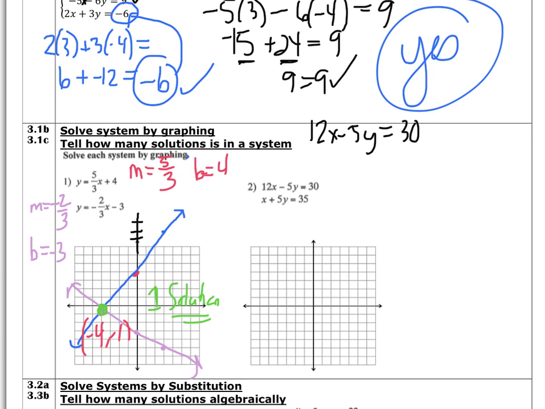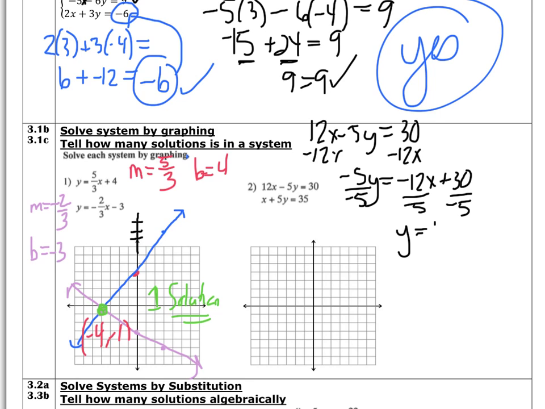I want to get y by itself, so subtract 12x from both sides. That leaves us with -5y equals -12x plus 30. And then I'm going to divide by -5 on both sides. That's going to give us y equals 12x over 5 minus 6. That's this first equation. What I want to do is identify the m and the b. The b is the -6. The slope is 12 over 5.